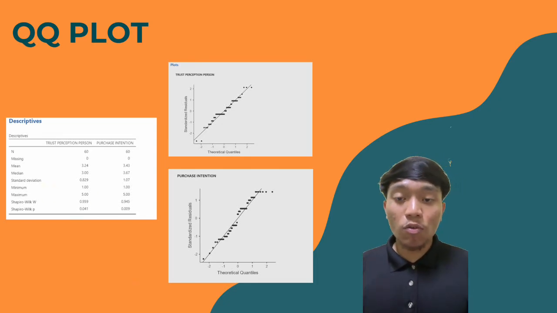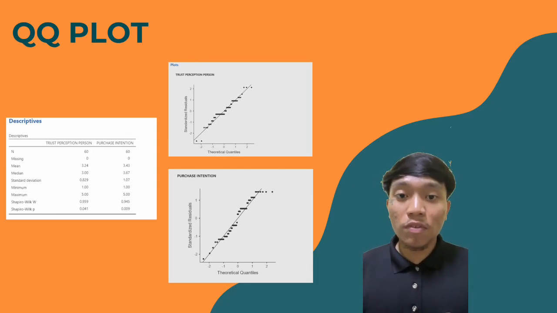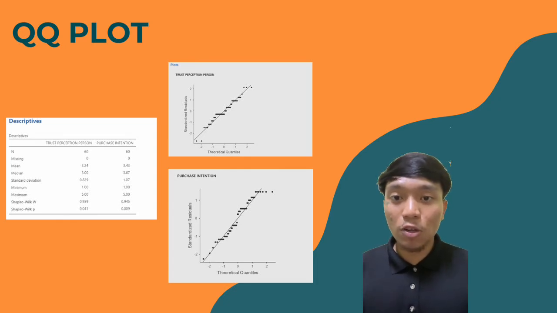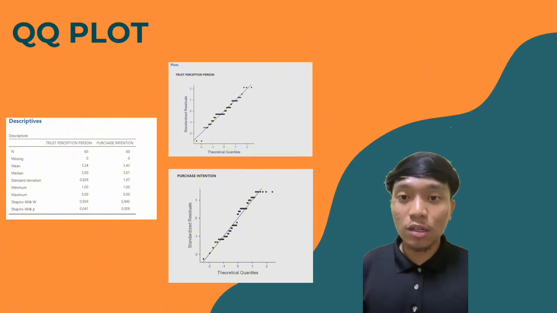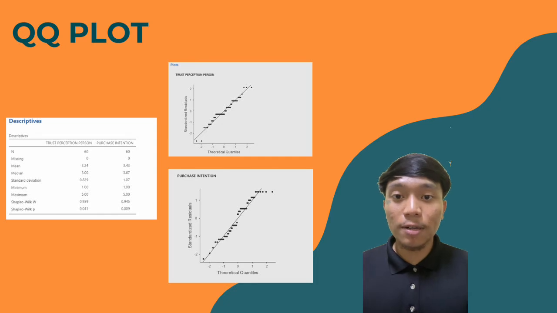So next, we look at the trust perception percent variable. Most of the data are located close to the diagonal line. This suggests that the data has some characteristics of a normal distribution. However, there are still a few points that deviate from the line, especially at certain parts of the graph, indicating that the data is not perfectly normal.